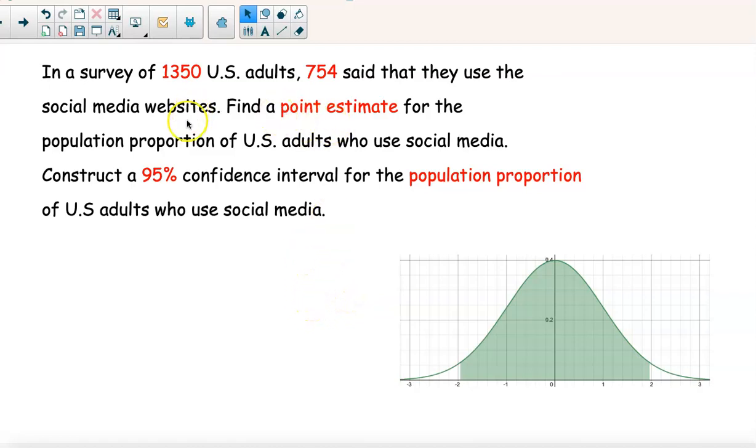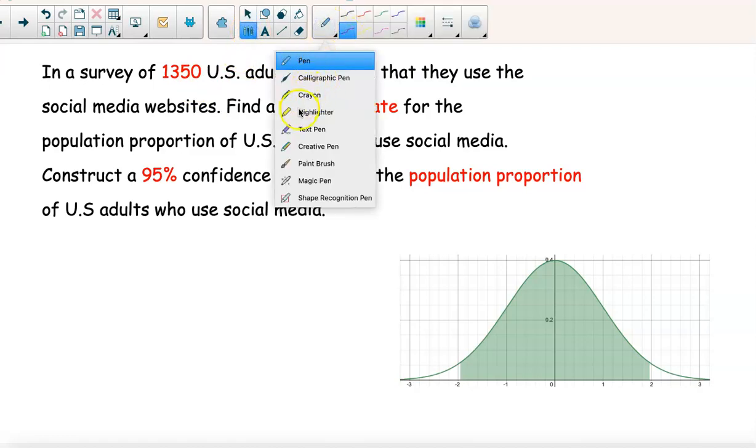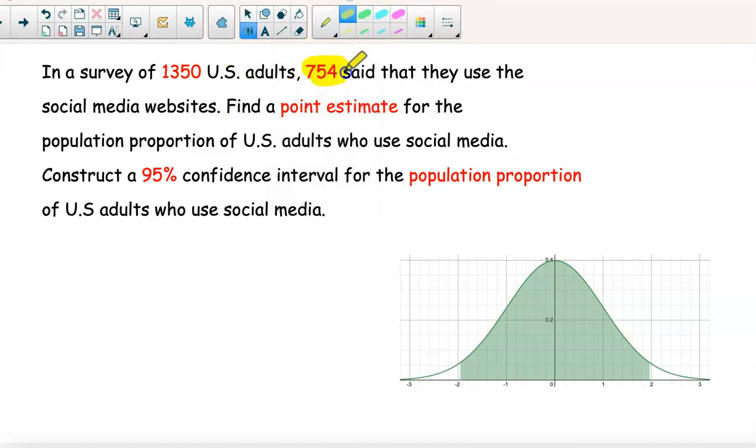You just have two numbers here. The total number of people surveyed is 1,350, and out of that, 754 said yes. This is the total and that is yes. And we are going to construct a confidence interval of 95% for this population proportion. Okay, so let us see what it is. I have the information up there.